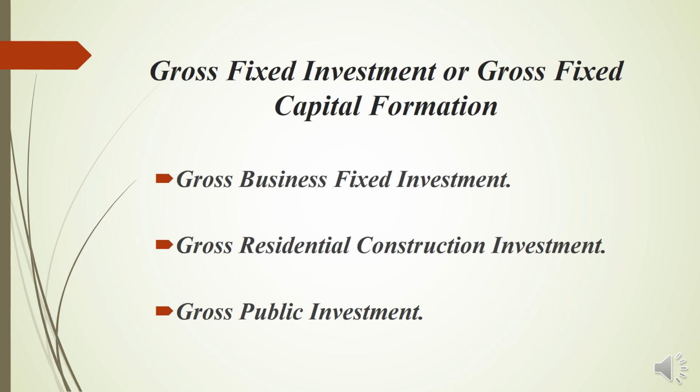Gross fixed investment includes expenditure on gross business fixed investment, gross residential construction investment, and gross public investment. So, start with gross business fixed investment. It is defined as expenditure on fixed assets like machinery, equipment, factories, and buildings.